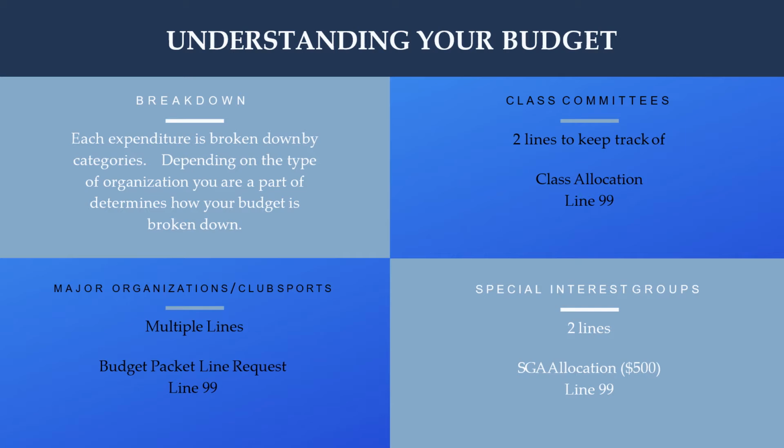SGA funds are allocated to different lines based off the budget proposal you submit to Senate in the spring. Example of line items would be performers, conferences, events, lecturers, food, or office supplies. Line names and order will be different for each major organization or club sport. All orgs will have a line 99. Special interest groups have 2 line items. SGA allocation, which is the $500 awarded once a club has been re-recognized for the academic year, and line 99.